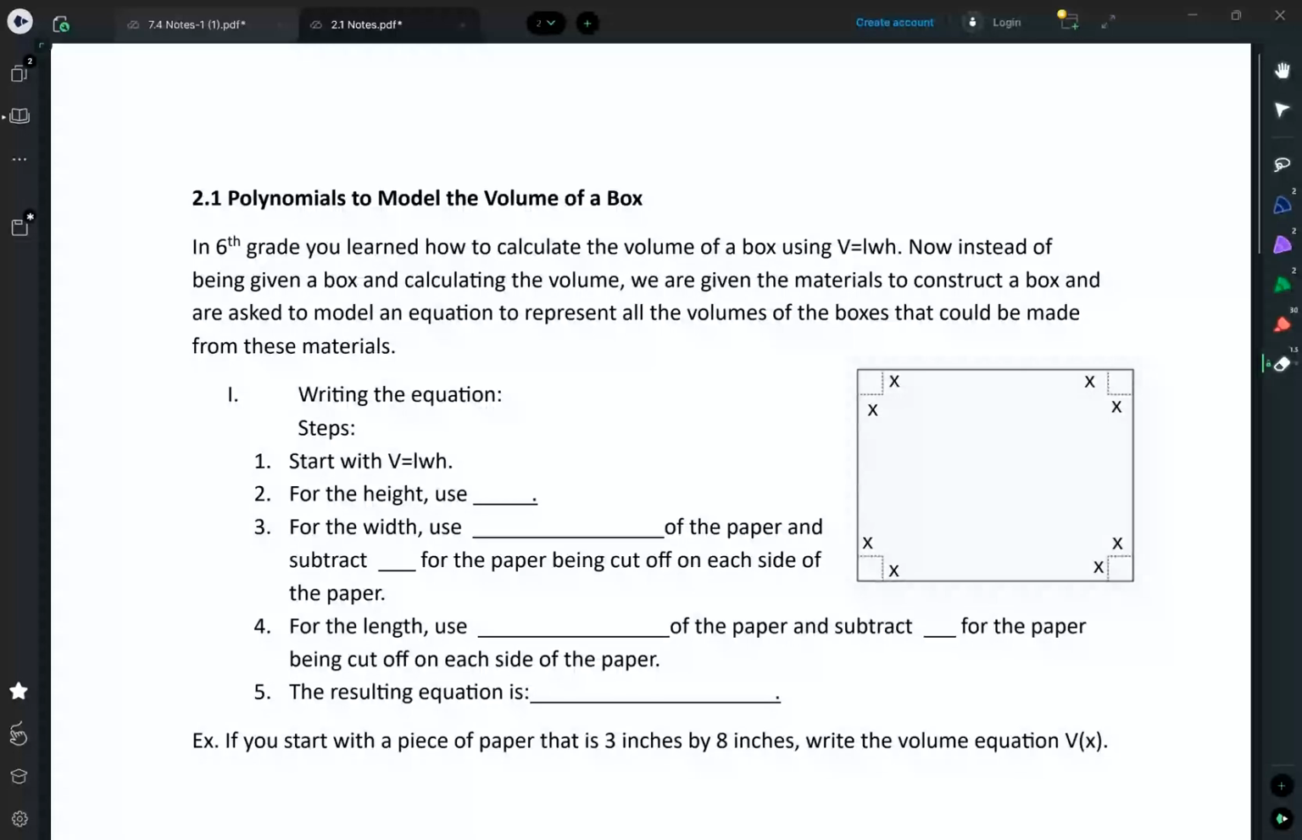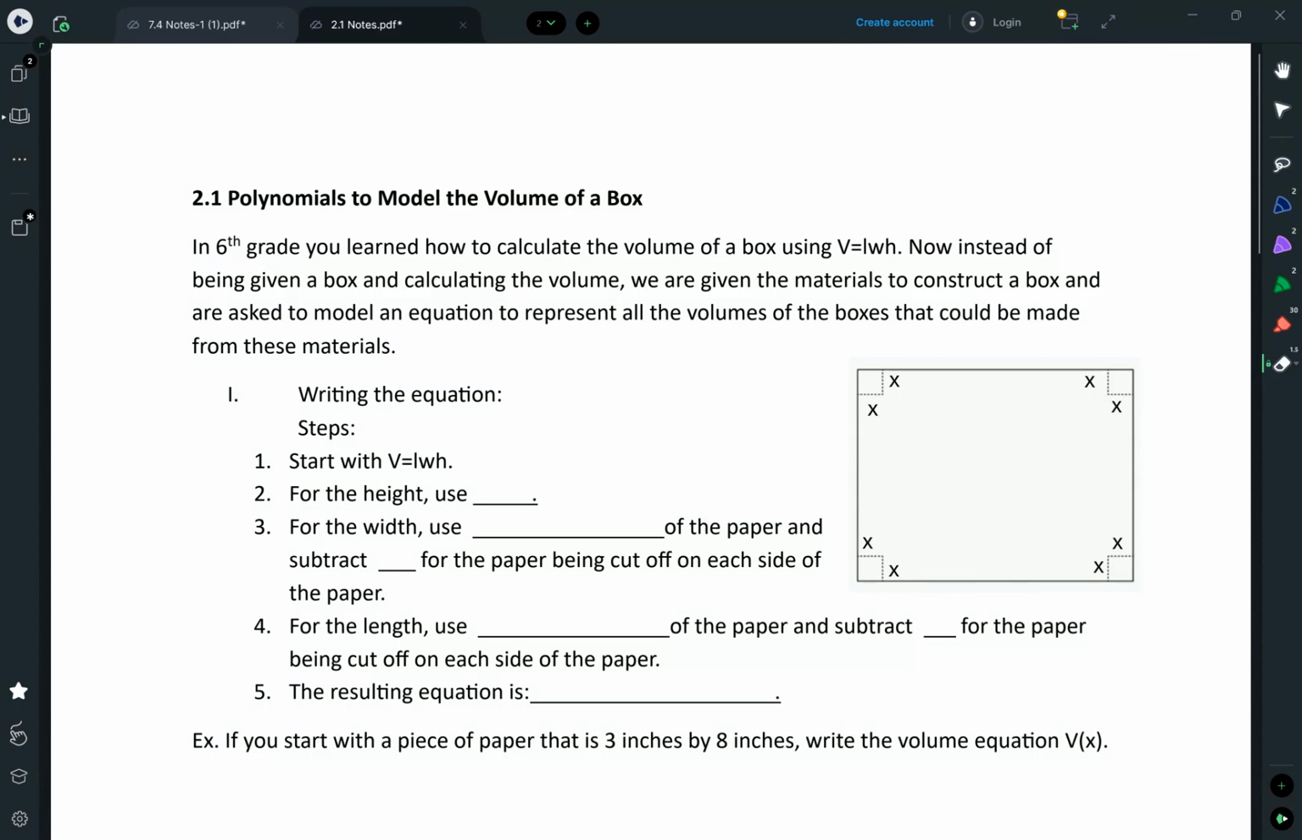Hello class, this is our lesson for 2.1, Polynomials to model the volume of a box. So I've got a flat piece of paper, and it talks here about in 6th grade possibly you learned this volume formula. Now instead of being given a box and just finding the volume, we're going to be given just the idea of a box basically and variables, and we're going to come up with a bunch of different equations for volume that could happen.